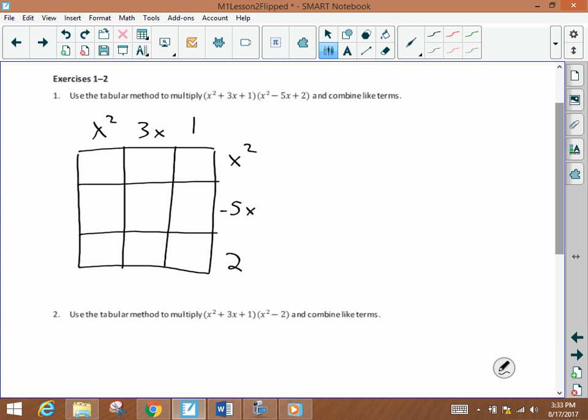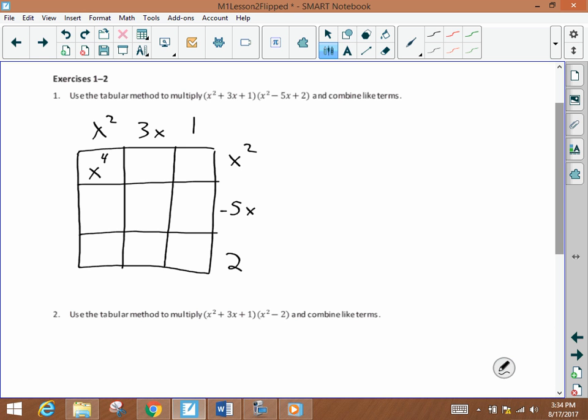And now we're going to go ahead and multiply, right? So I'm going to take x squared times x squared, and that's what's going to go in this top left-hand box. So x squared times x squared. Remember, when you multiply terms that have the same base and different exponents, I'm going to add the exponents, right? So it becomes x to the 2 plus 2 power, x to the 4th power.